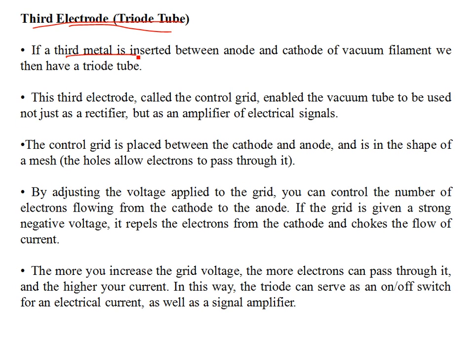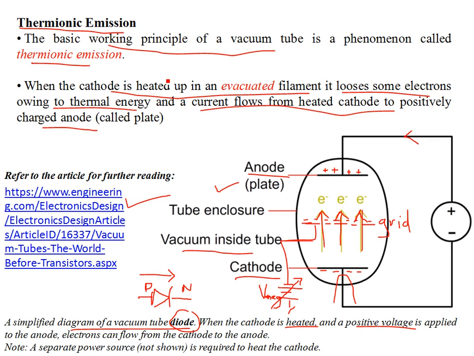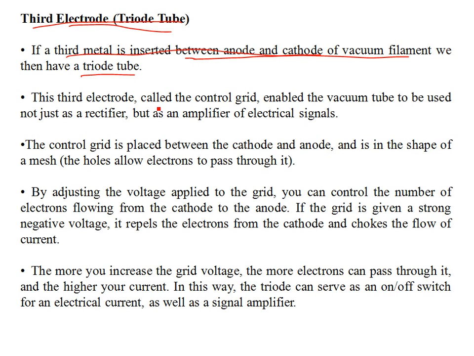So the third metal, which is inserted between the anode and cathode of a vacuum filament: if we insert this third metal between anode and cathode, what we have is a triode tube. Okay, so before that it was a diode tube. Now this forms a triode tube. The third electrode is called the control grid. This is the control grid. Okay, and how much power it can dissipate or handle is written in the data sheet again. So it enables the vacuum tube to be used not just as a rectifier, where current flows in one direction, but also as an amplifier of the electrical signal.